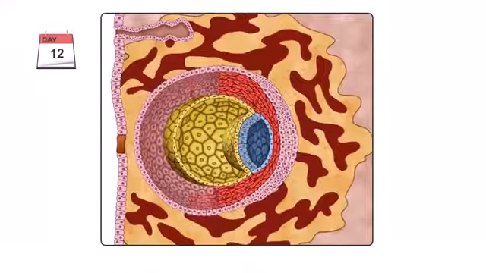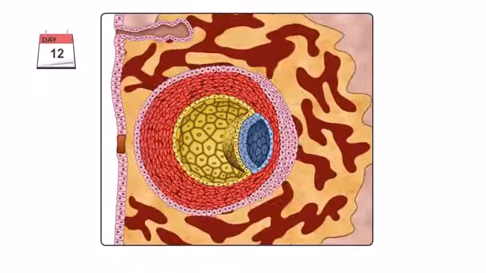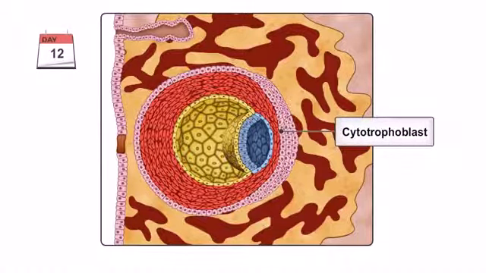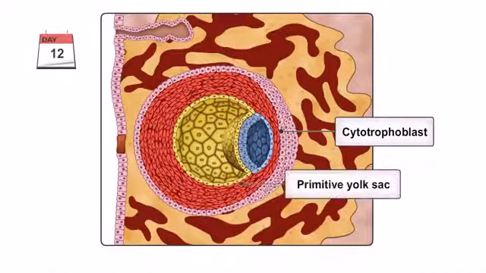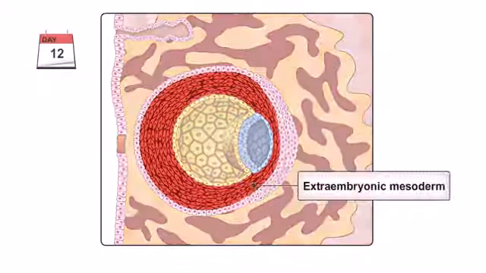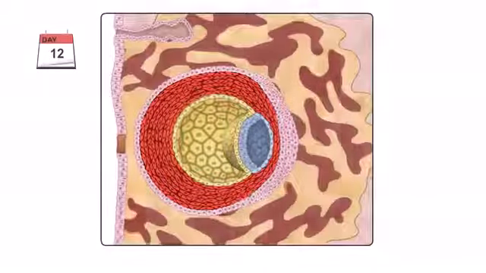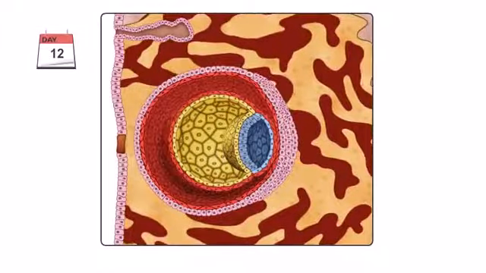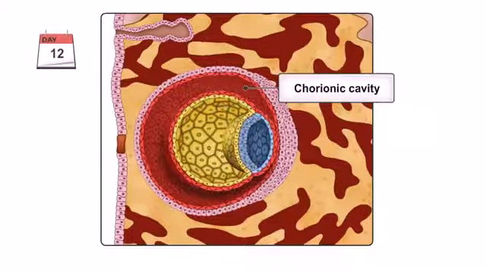Around the same time, a new population of cells appear between the inner surface of the cytotrophoblast and the outer surface of the primitive yolk sac, known as the extraembryonic mesoderm. Large cavities begin to appear in the extraembryonic mesoderm. These gradually fuse to form one single cavity, called the chorionic cavity.